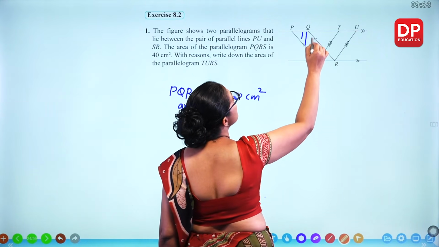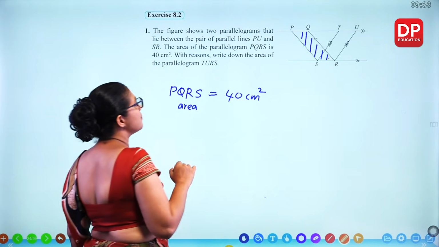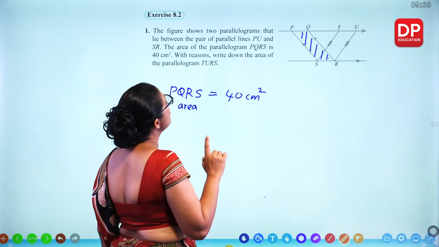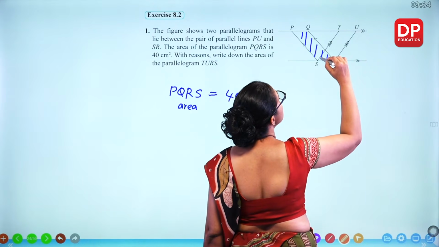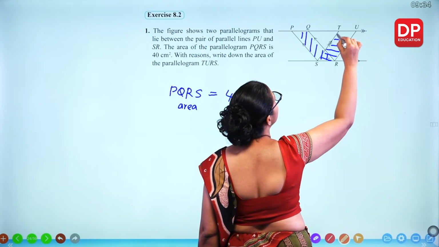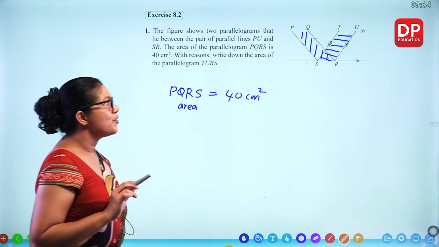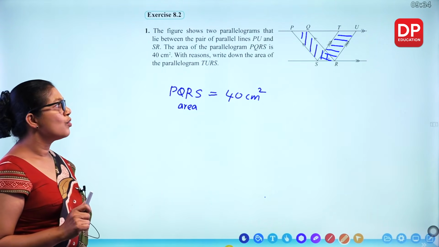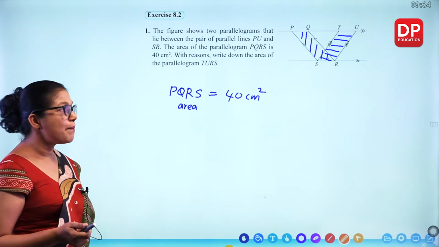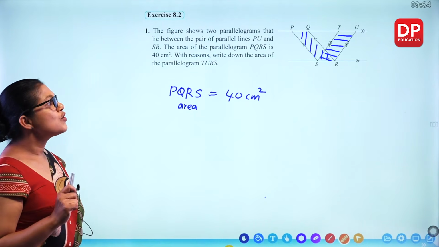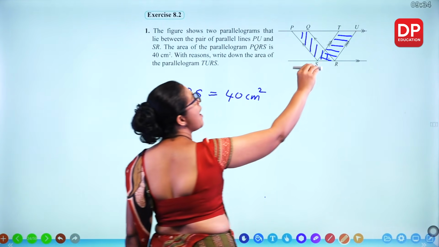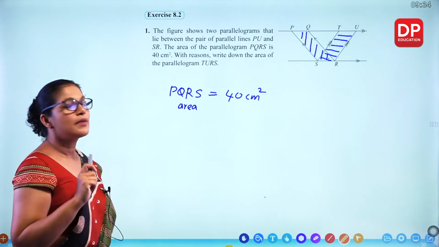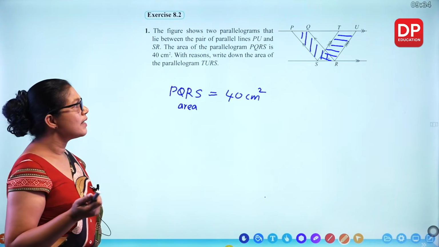PQRS, so that's this parallelogram. You are asked to find out the area of TURS. TURS is this parallelogram. What can you say about these two? These two are on the same base and between same parallel lines. According to the theorem, those two areas are equal.